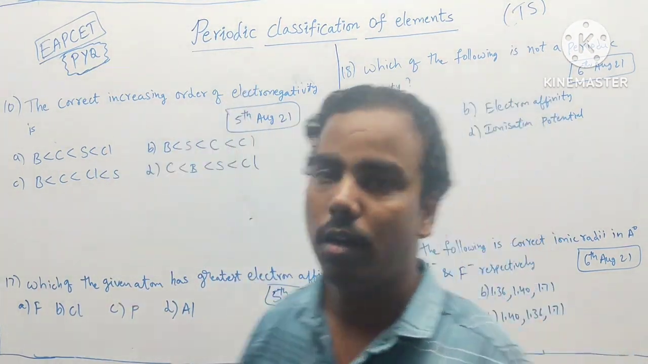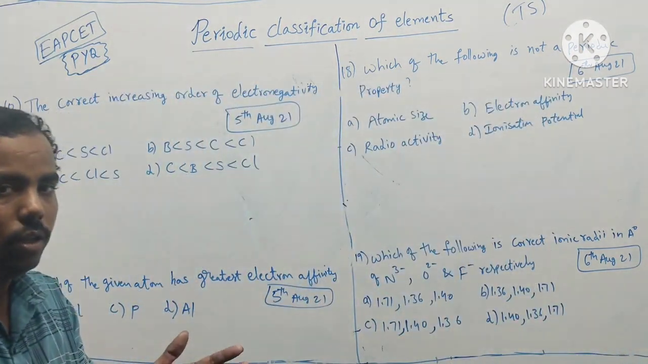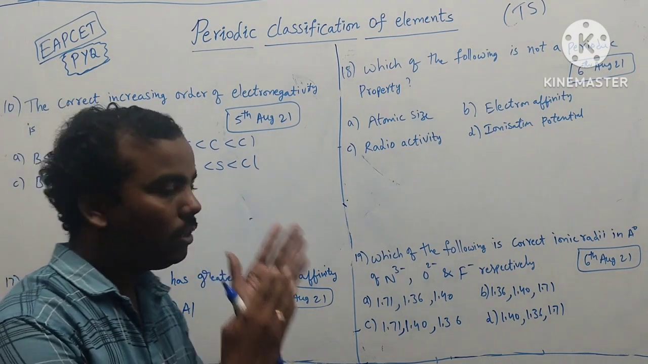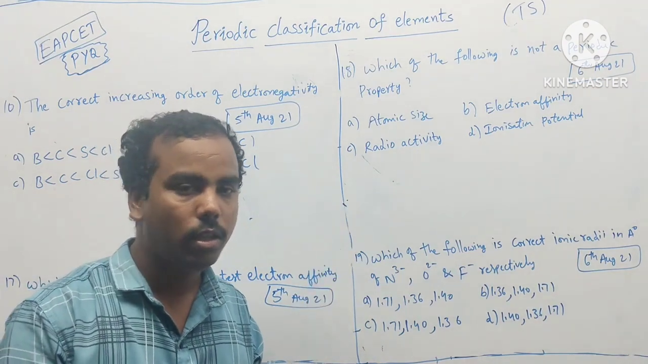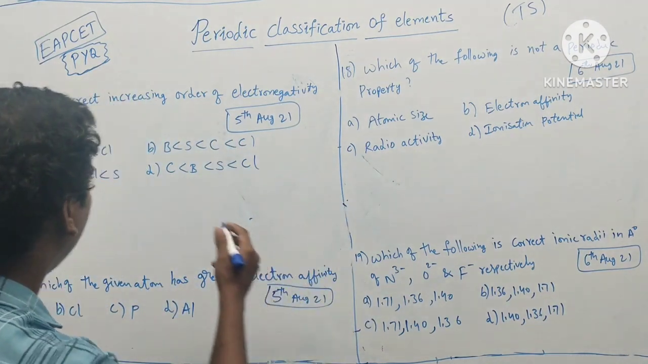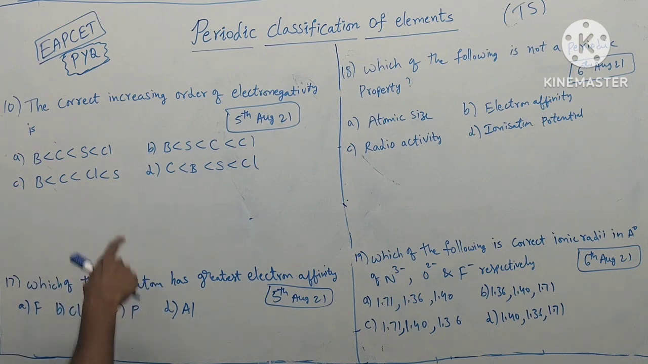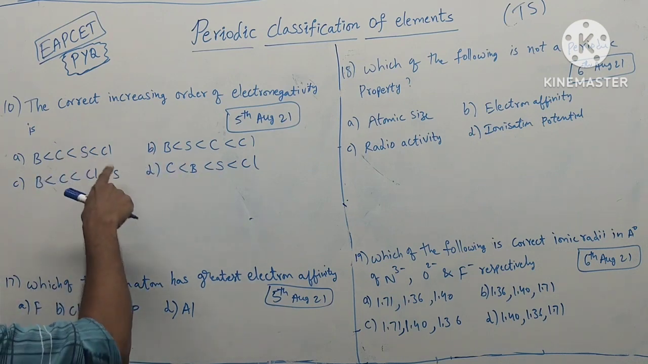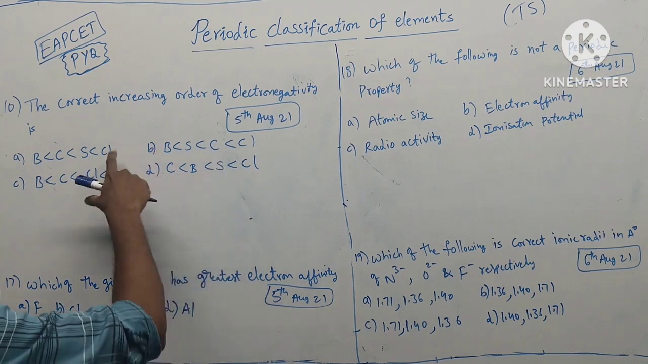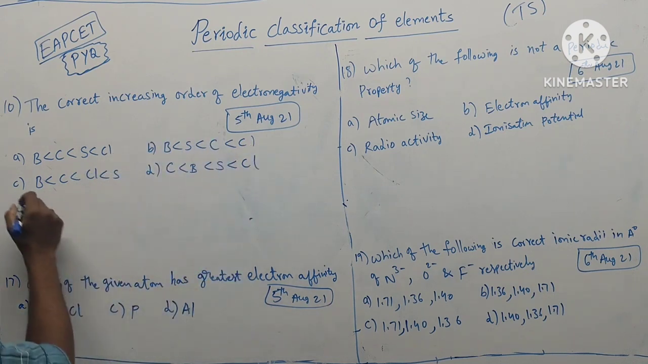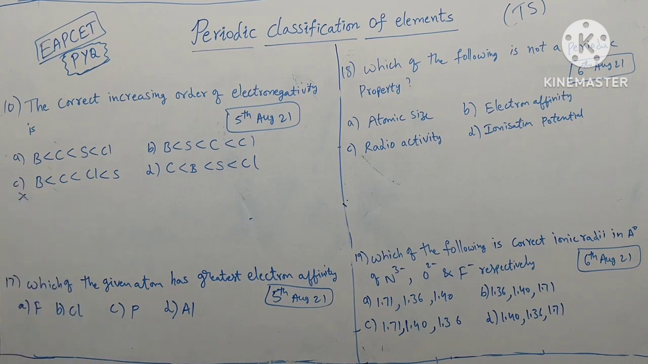Electronegativity increasing order. Low atomic size elements have high electronegativities, and 17th group elements, whatever the element, have the highest electronegativities. In these four, one option is eliminated. Chlorine is a 17th group element, that's why chlorine has the highest electronegativity. So option C is wrong.